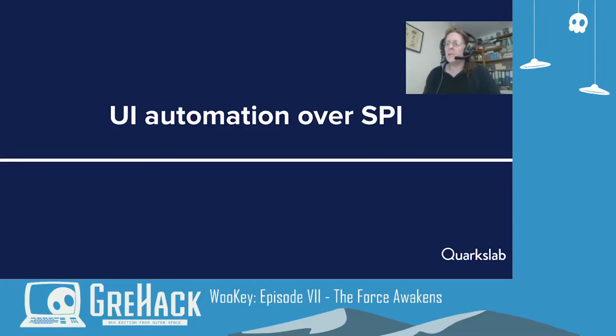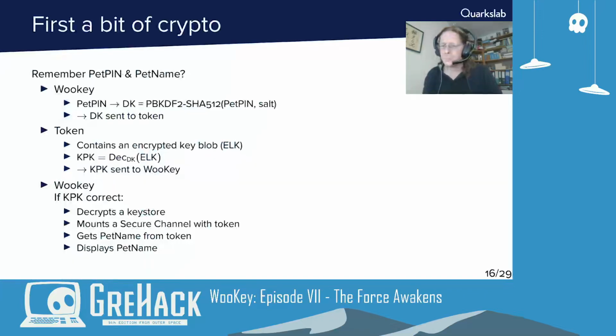The second example is taking control of the user interface via the SPI bus to enable some brute force on the pin.